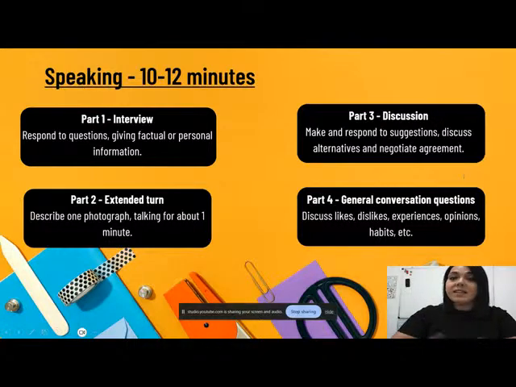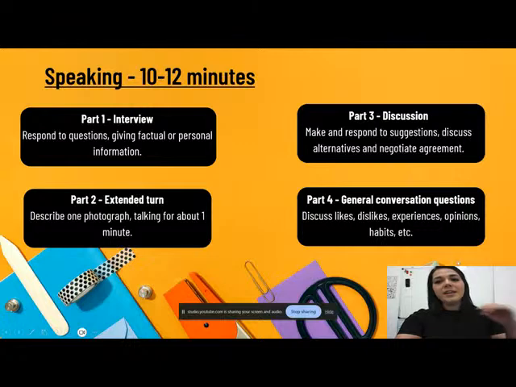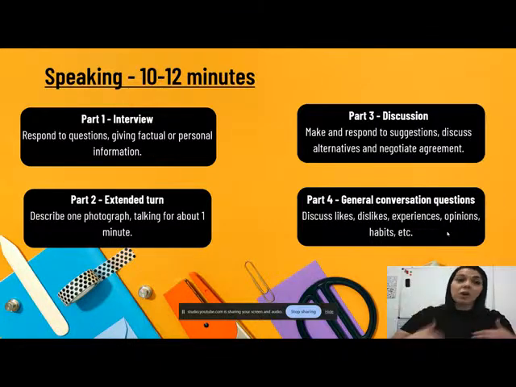Part 3 is a discussion, a conversation between you and your partner, the other student. The examiner will give you a situation, and you have to talk about different options together. And finally, part 4 is general conversation questions. These questions are normally related to part 3, and they are between you and the examiner and your partner.